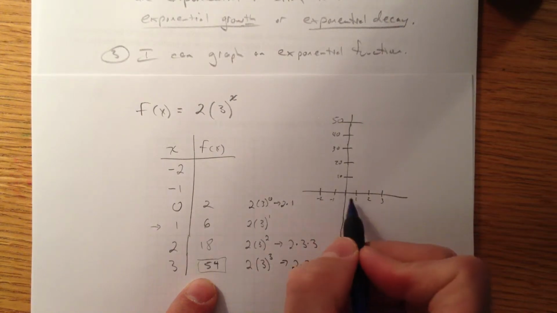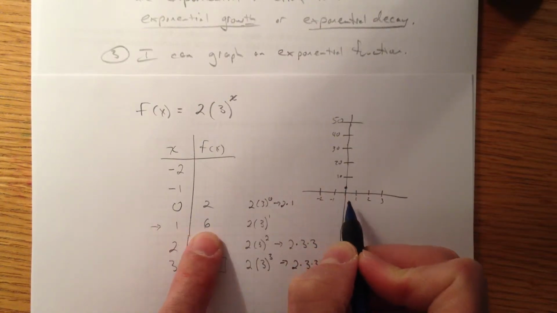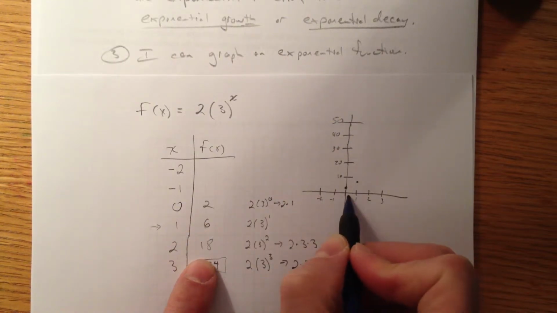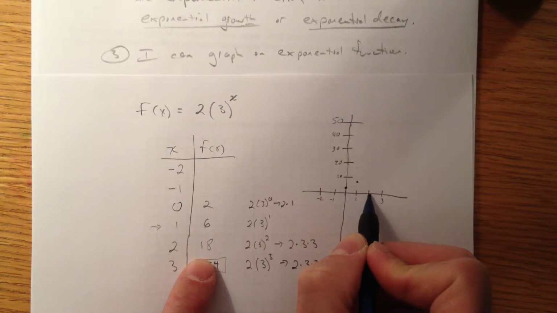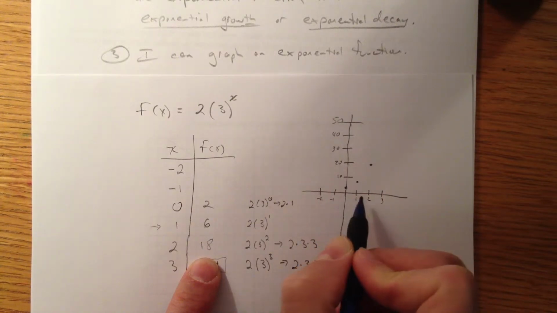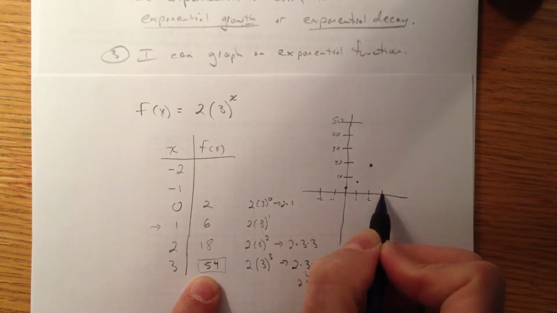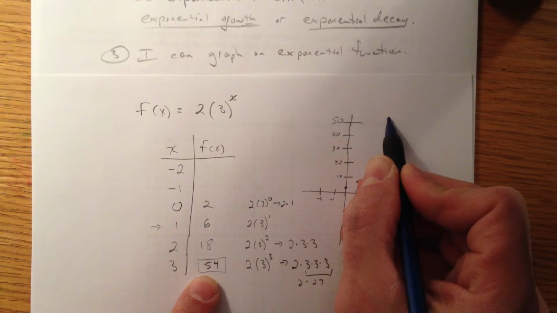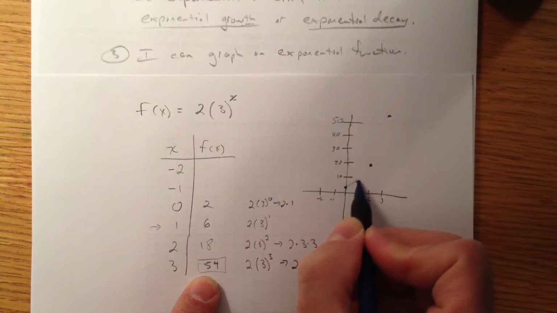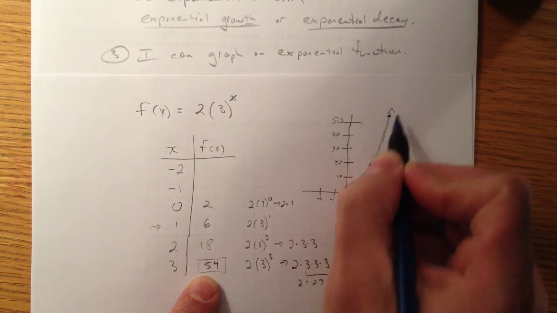Let's see here. So 0, 2, that's right here. 1, 6, that's going to be about right there. You're doing this along with me right now. Let's see, 2, 18, so that's going to be like right there. That's sort of an interesting shape. So clearly not a line. Maybe is that too high? There we go. And 3, 54. Huh. Okay. So if I had to draw, probably something like this, right?